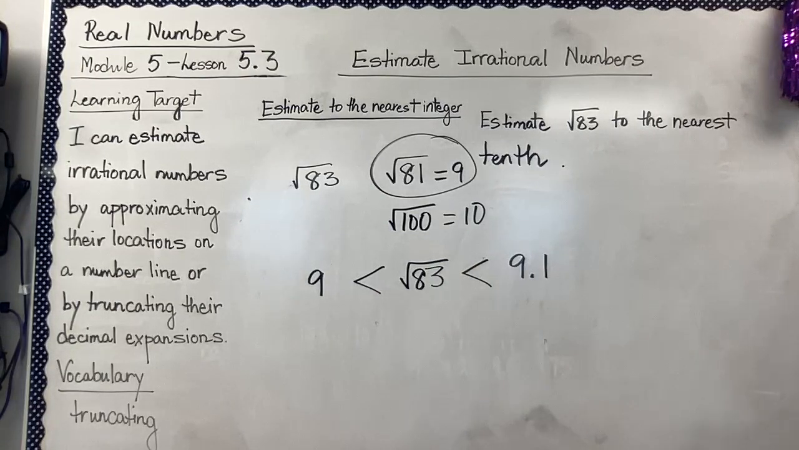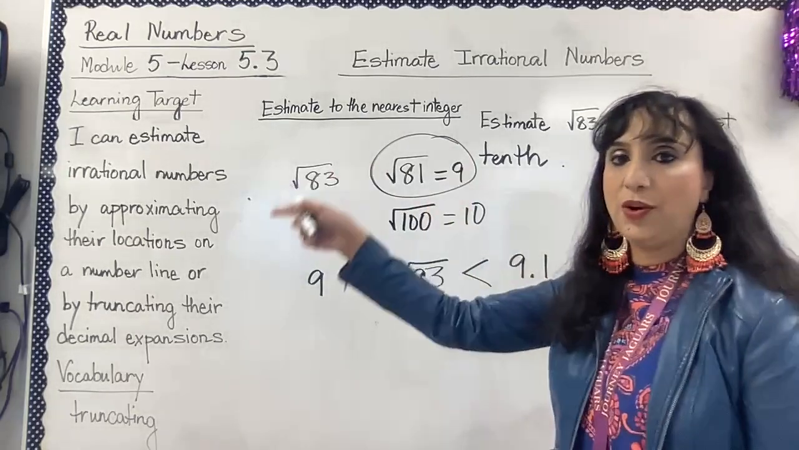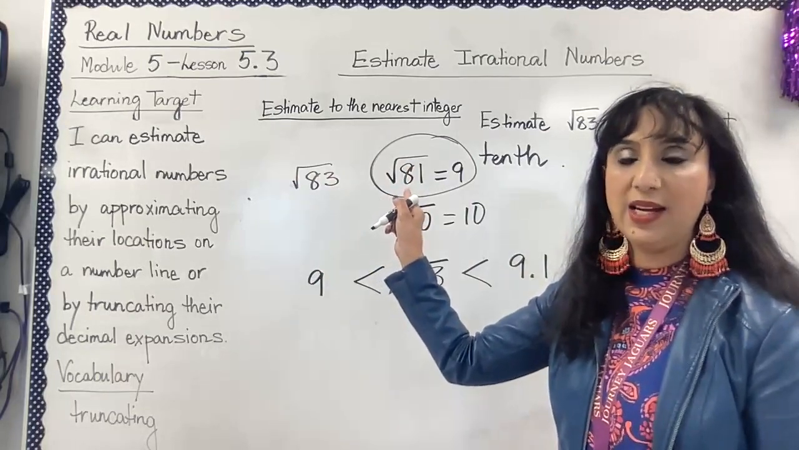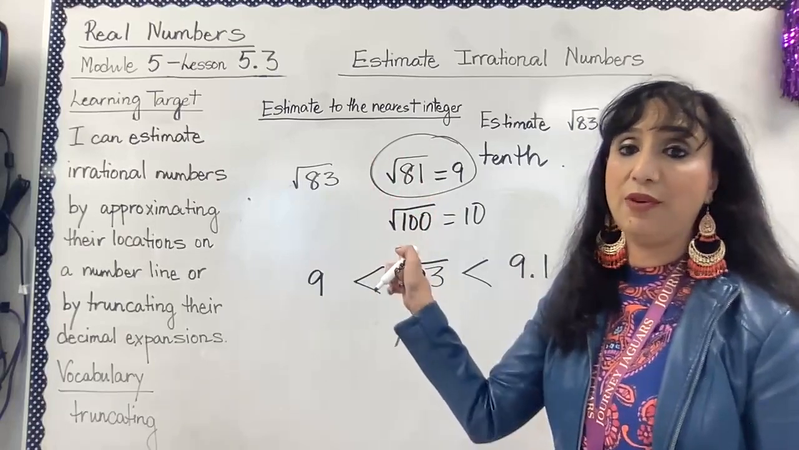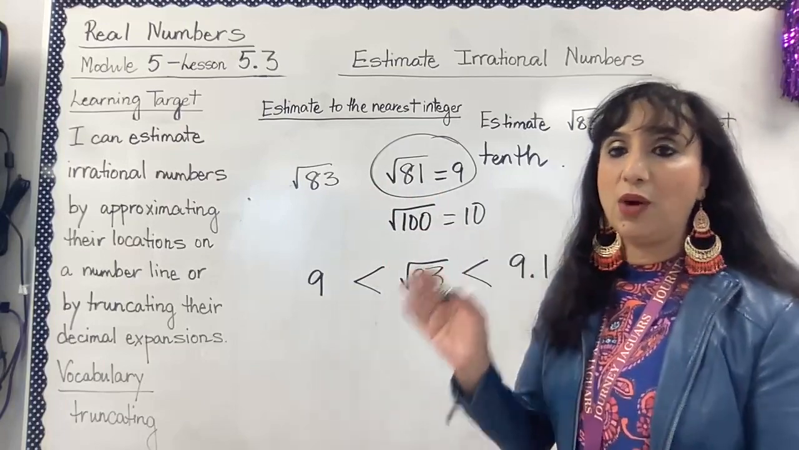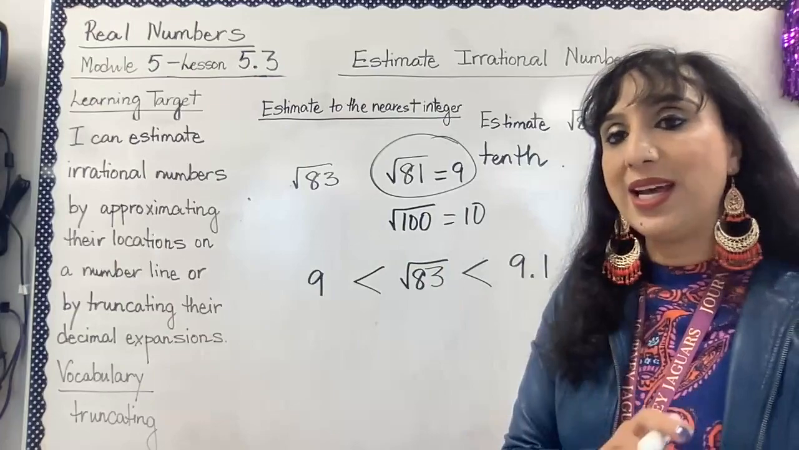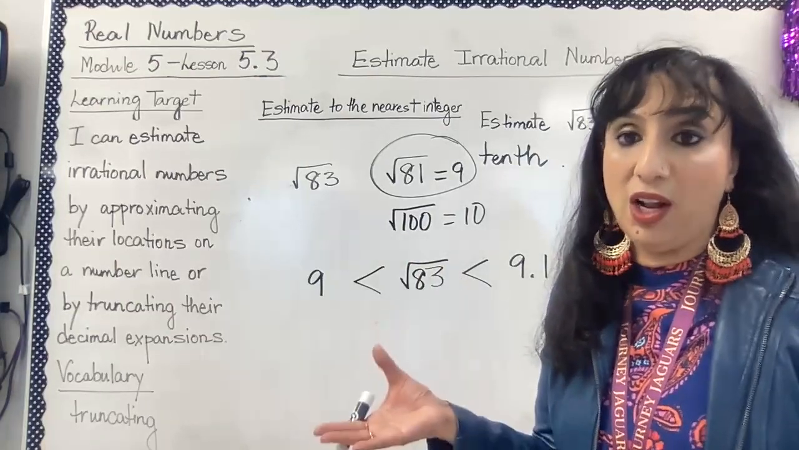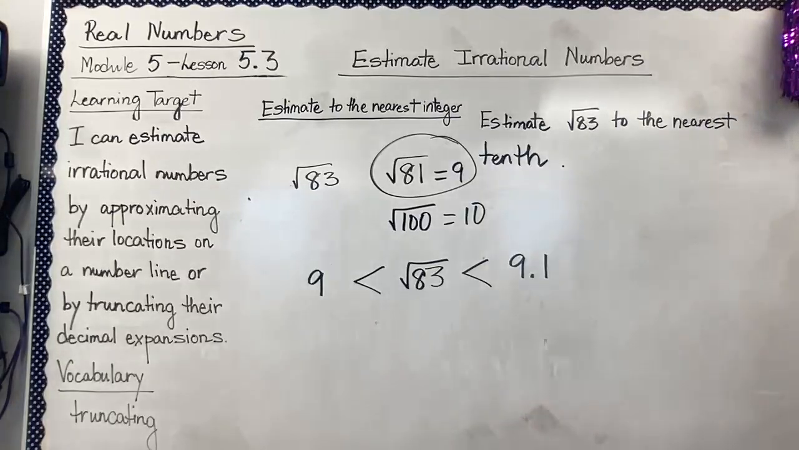Since we are estimating to the nearest tenth, and the square root of 83 is close to the square root of 81, which is 9, we are going to start taking values from 9. It's too far from 10, so that's not going to work. So we'll start with 9 and 9 and 1/10. If that doesn't work, we will go to the next one, which is 9 and 1/10 and 9 and 2/10, and see where the square root of 83 falls. So let's look at this. We're going to write it.